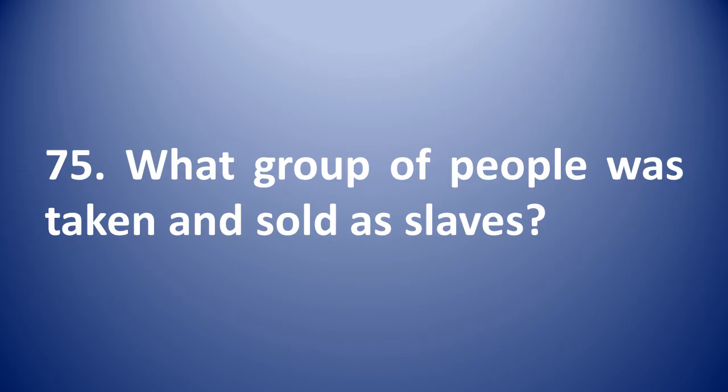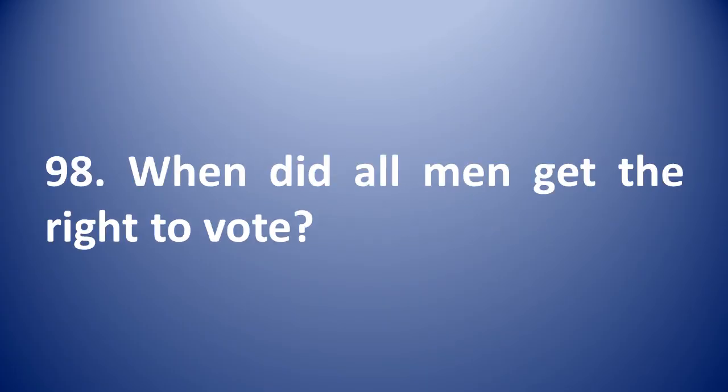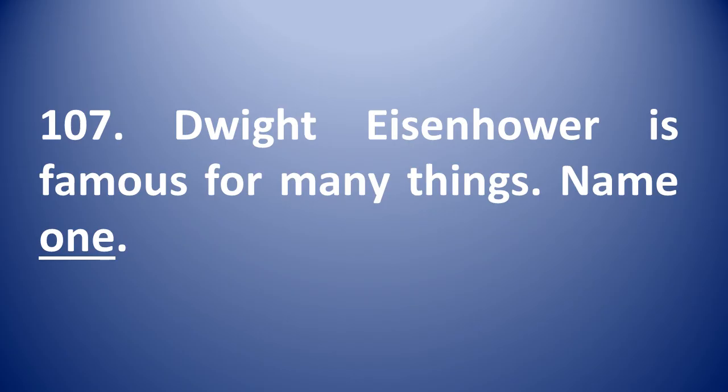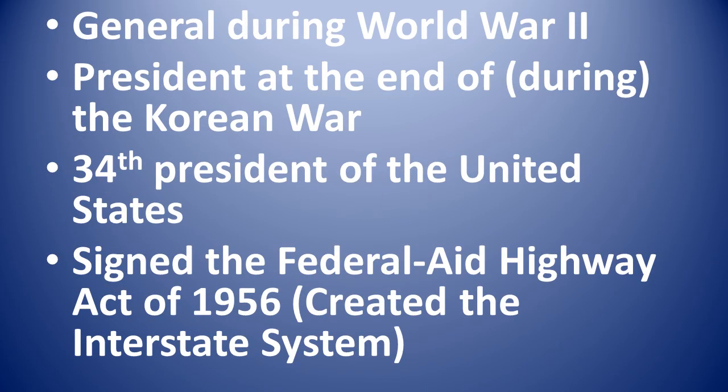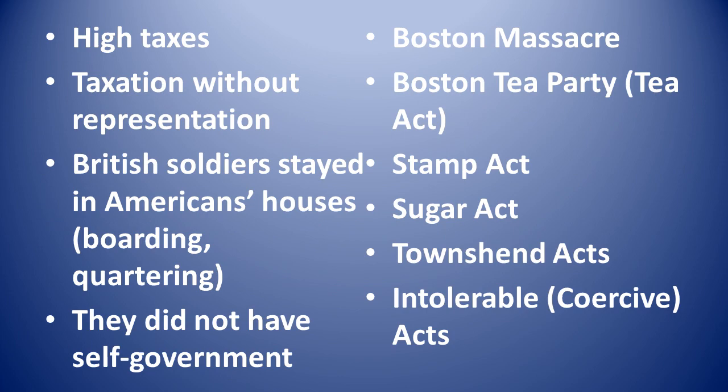What group of people was taken and sold as slaves? Africans. When did all men get the right to vote? After the Civil War. Dwight Eisenhower is famous for many things. Name one. General during World War II. Name one reason why the Americans declared independence from Britain. High taxes.